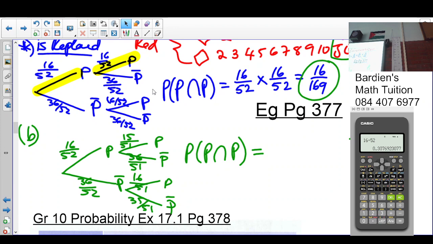But let's see. You are right. So the probability of drawing a picture card, which path would we follow? 16 out of 52 times 15 over 51.